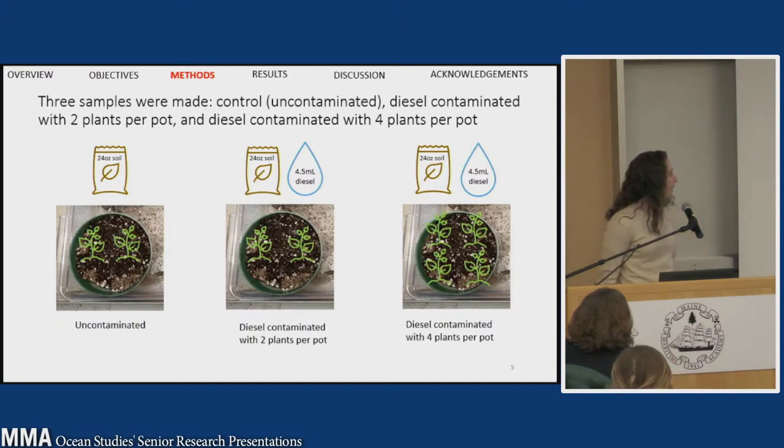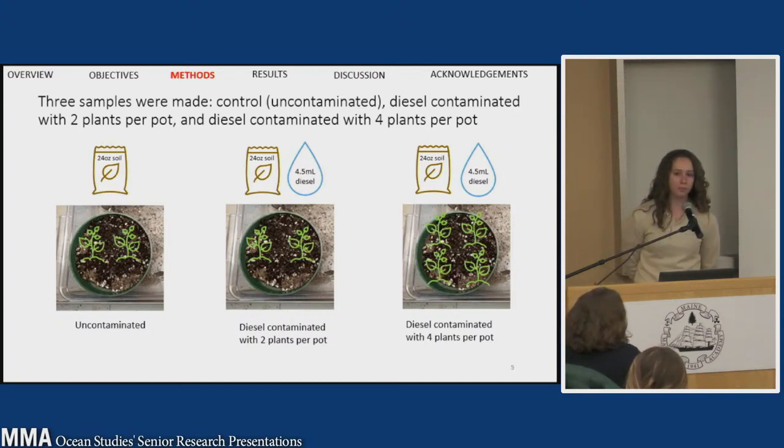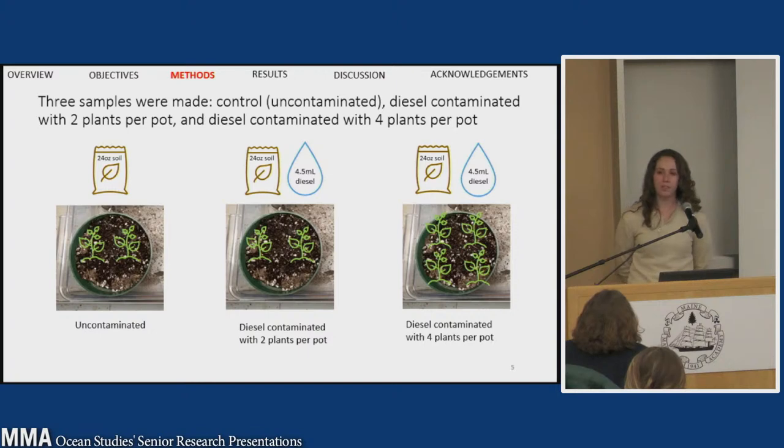The first group that I created was an uncontaminated sample. Each pot, this is just an example of what one of those four pots would look like. The uncontaminated sample just had the 24 ounces of potting soil with two seeds planted per pot. The next group had 4.5 milliliters of diesel fuel put into the soil, and then two plants planted per pot. And then the last group was also contaminated with 4.5 milliliters of diesel fuel, but this group had four plants per pot. I chose these parameters because I was curious to see if the higher density of plants, therefore a higher density of the soil symbionts present in the roots, would increase the rate of bioremediation and therefore increase success of those plants.